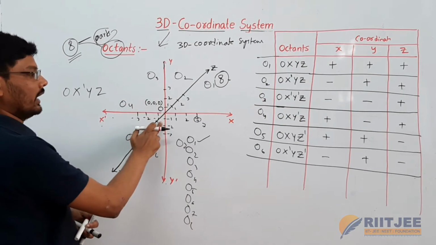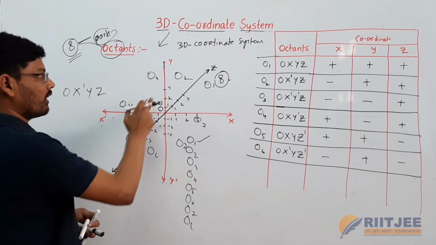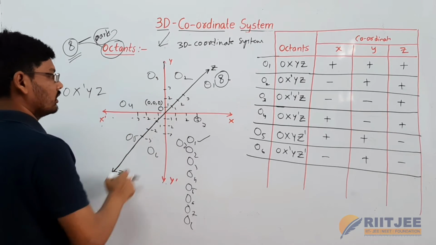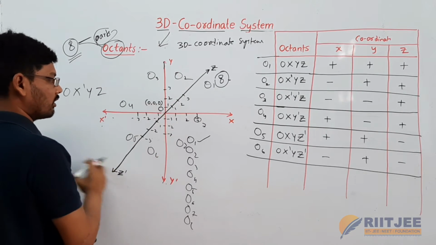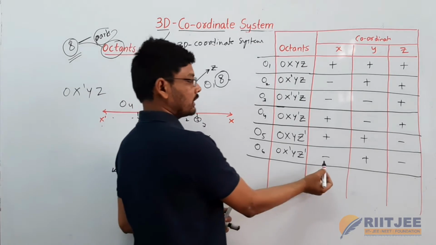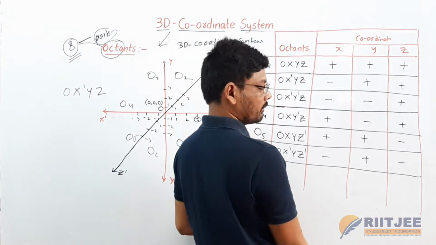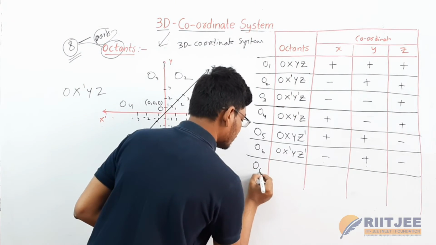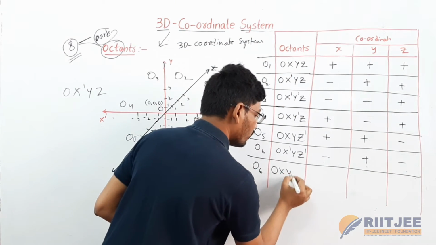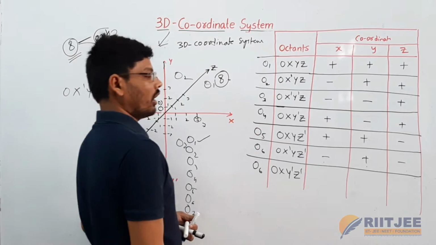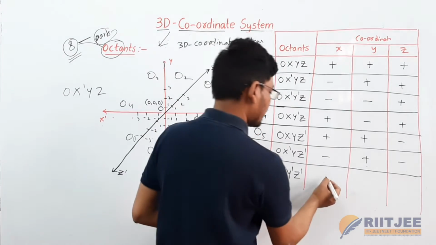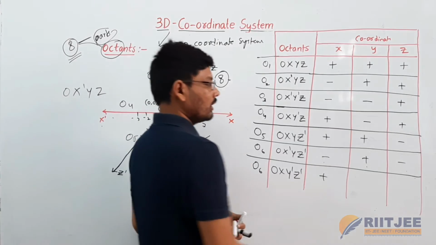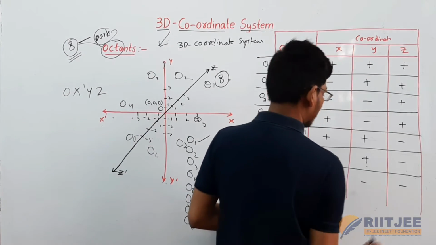OX dash and YZ dash. This is the quadrant here. On this quadrant the X ordinate will be negative, Y ordinate will be positive and the Z ordinate will be negative. And the octant 7, OXY dash Z dash. Here X value will be positive and Y will be negative, Z will be negative.